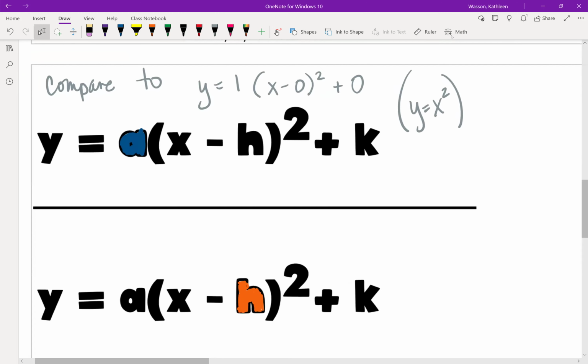And if you write y equals x squared as this transformation formula, then a is 1 and h and k are both 0. We call this a vertex form equation for quadratics because the vertex is (h, k).